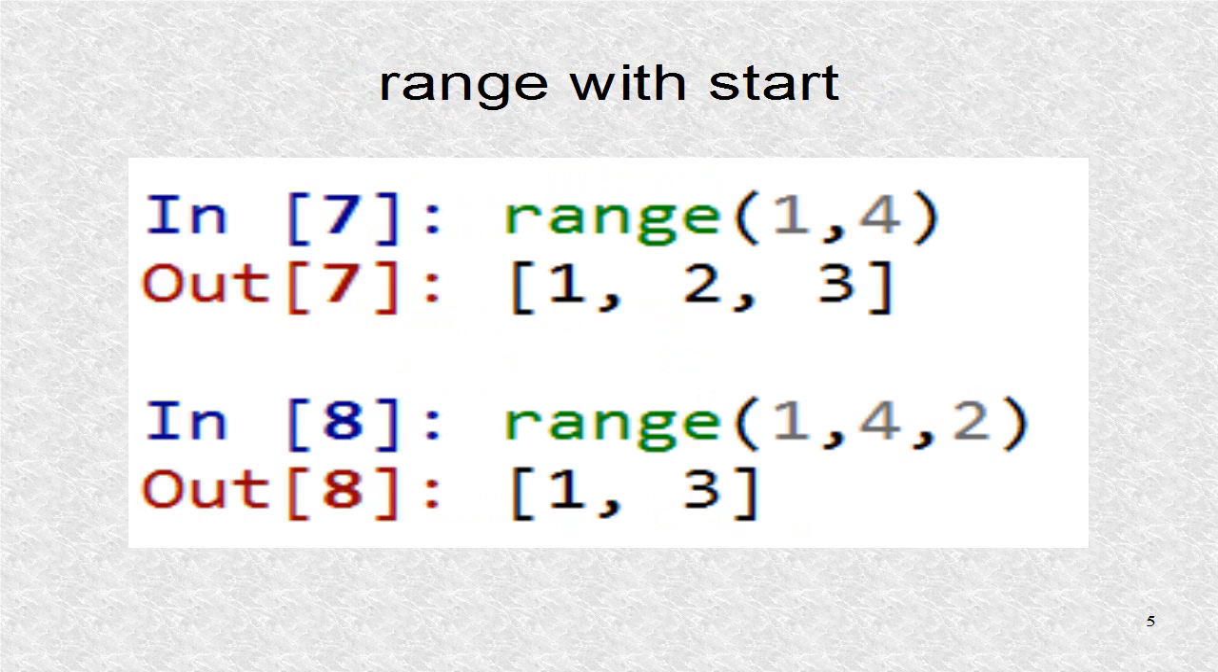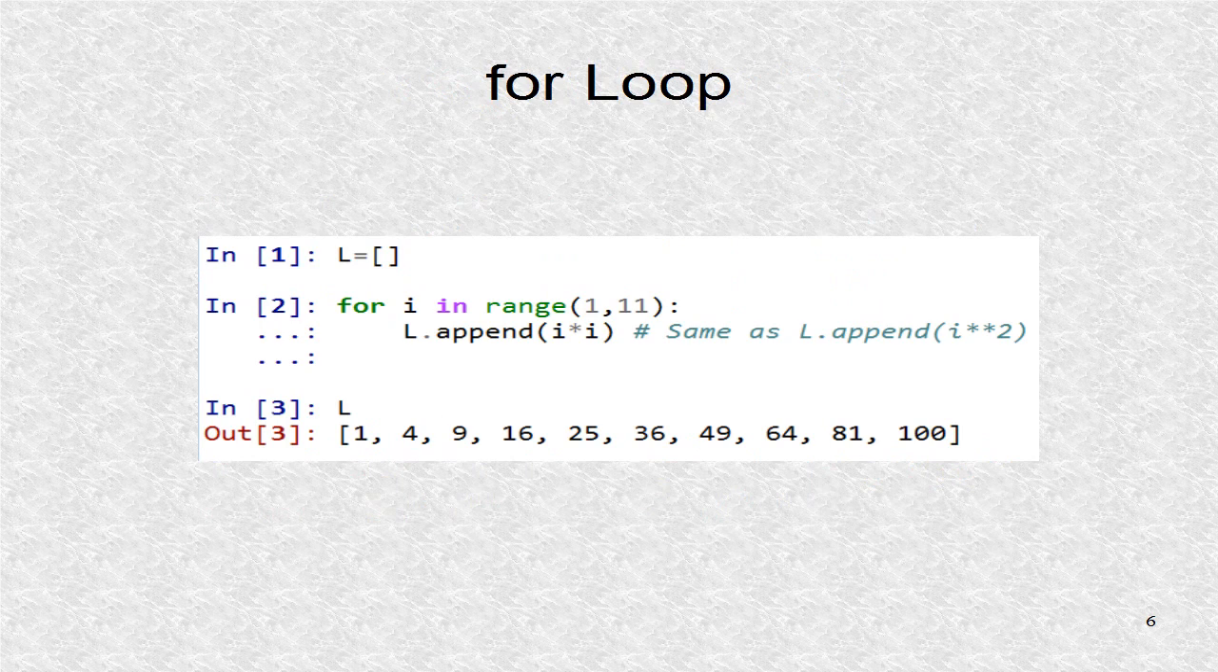5. For the range function with the start argument, we first start the range at value of 1, and then we apply a step of 2. 6. A for loop is used to iterate over the range of integers from 1 to 10, and each time add an element to the list. The value of the element is square of the looping variable.